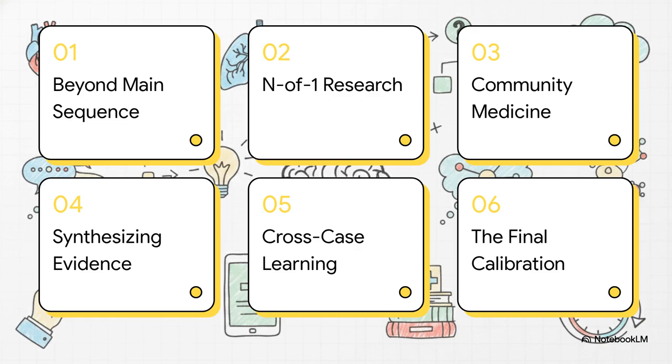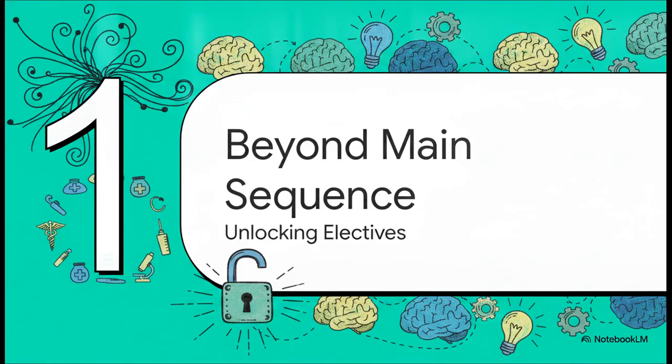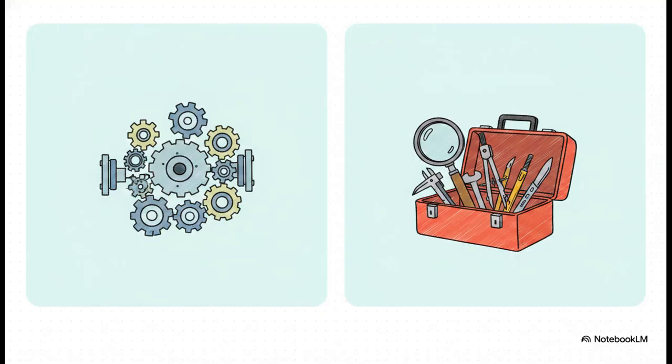Let's dive right in. Section 1, beyond the main sequence, unlocking the electives. So what actually happens when we step out of the familiar, safe territory of the core curriculum? Well, we find a pretty stark contrast. Over on the left, we've got the main sequence. These are your 13 core lessons. The first 9 build what Dr. Gupta calls the core cognitive engine. So things like observation, bias auditing, building the differential. And then the last 4 extend into systems thinking and true mastery. That right there is the engine that drives your daily clinical thought.